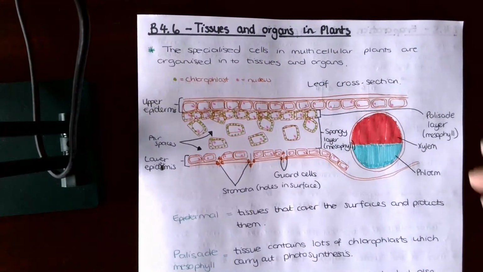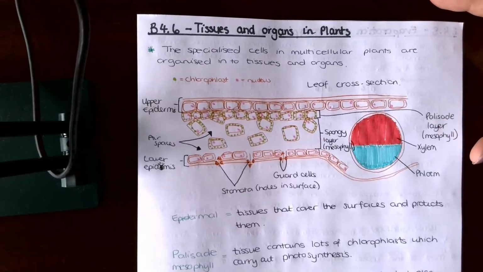B4.6 tissues and organs implants. This is quite a new topic to some of you. We've obviously been through the human side of it previous to this, but we're now going to look at plants in a bit more detail. So specialised cells in multicellular plants are organised into tissues and organs exactly the same way that humans are. So we have different cells that form tissues, that form organs, organ systems, and the organism. Plants are structured in the same way.